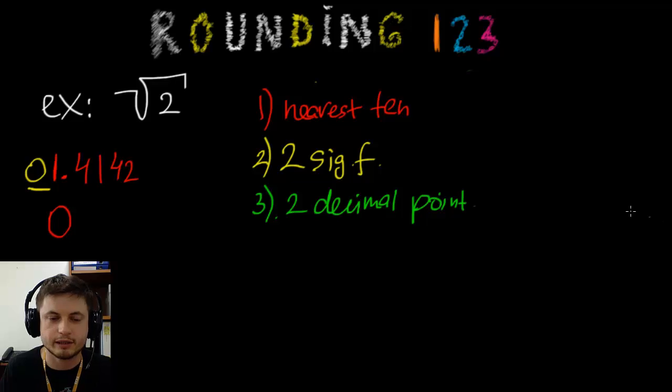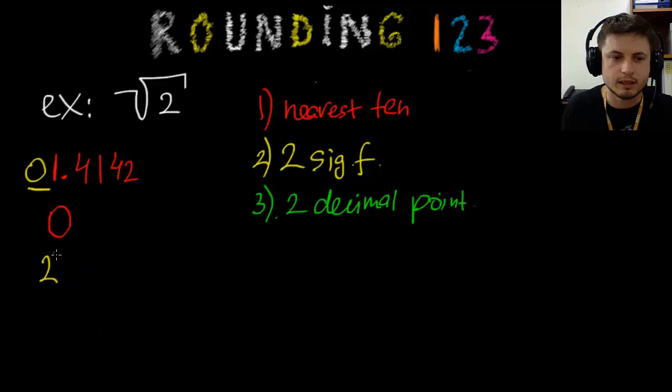Alright, let's try the second question, and that's two significant figures. So I'm going to write number 2 right here. This was our number 1. And we're looking for two significant figures inside our square root of 2. And that's our first significant figure right here. And this is our second significant figure. So the answer will be, I'm going to write it in yellow, 1.4.